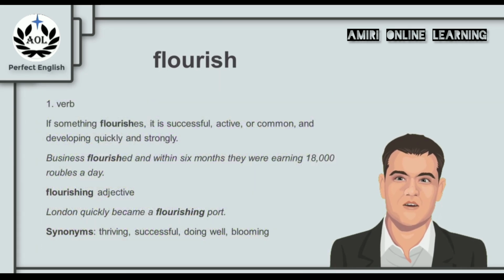If something flourishes, it is successful, active, or common, and developing quickly and strongly. For example, business flourished and within 6 months they were earning 18,000 rubles a day. And flourishing is the adjective. For example, London quickly became a flourishing port. And synonyms for flourishing are the words thriving, successful, doing well, and blooming.